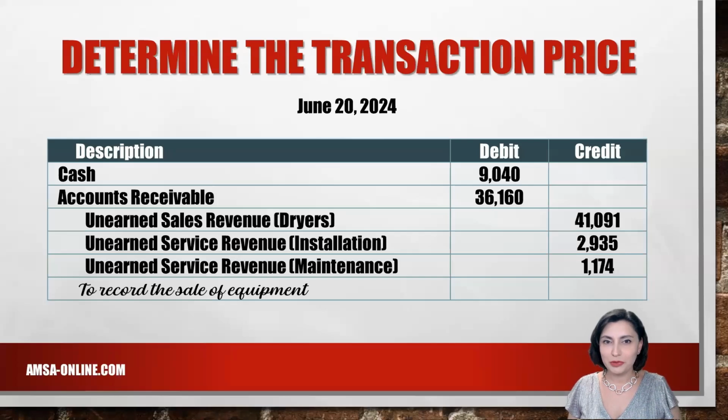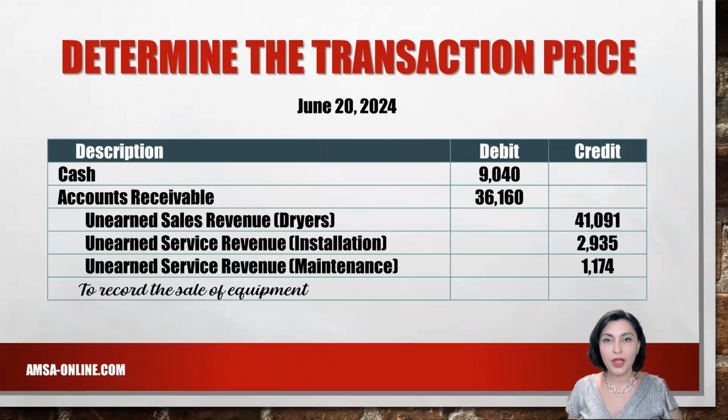Remember, Ranch and Farm Supplies signed the contract on June 20th, 2024 and received a 20% down payment from the farmer. The dryers are delivered and installed on October 1st, 2024, and full payment is made to Ranch and Farm Supplies on the same date. Maintenance revenue needs to be recognized based on how many months dryers are under maintenance in 2024. We record the first entry on June 20, 2024, when the contract was signed and the down payment was received.